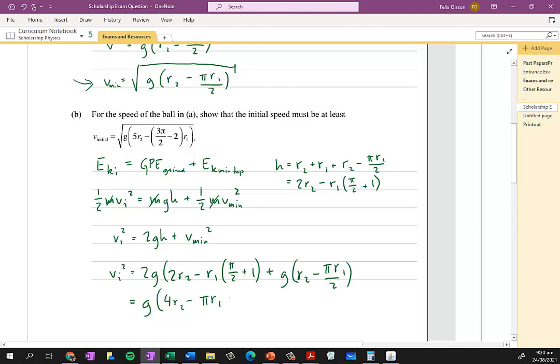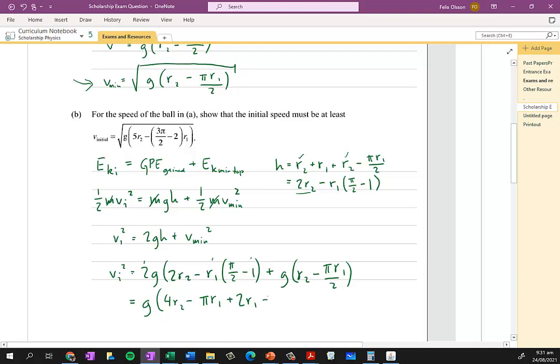I feel like I've got something slightly wrong in this thing here. Let's just look at this. 2r2, so that's this one and this one done, minus r1 pi over 2. That one should be plus, so this should be a minus. I think, yes, it should be. Okay, so this then becomes plus 2r1. That's that 2 times r1 times 1.